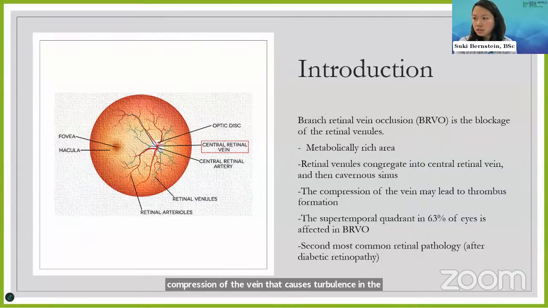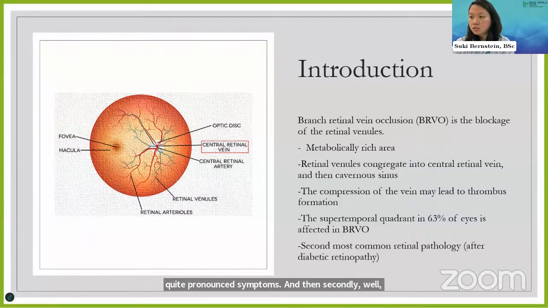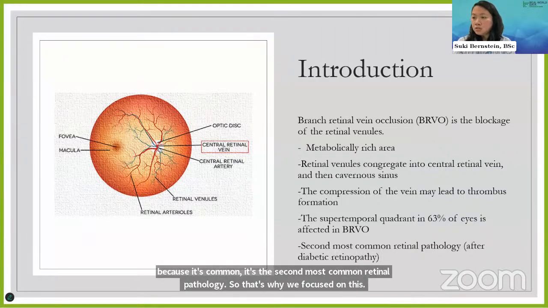So why is this important for this study? Well, first of all, the region is very metabolically rich, meaning that any sort of disruption to it can cause quite pronounced symptoms. And secondly, it's common, it's the second most common retinal pathology. So that's why we focused on this condition. Next slide, please.